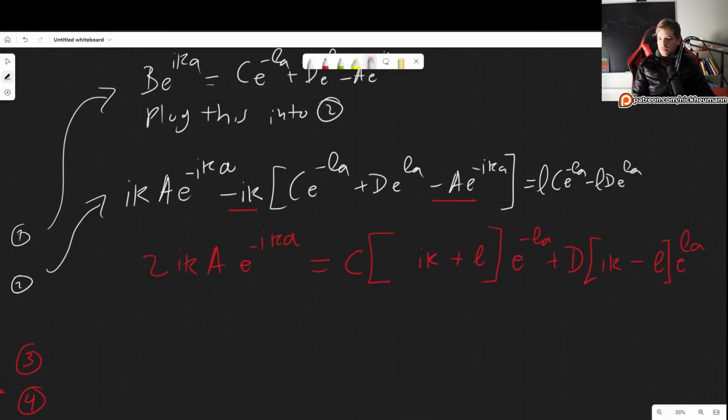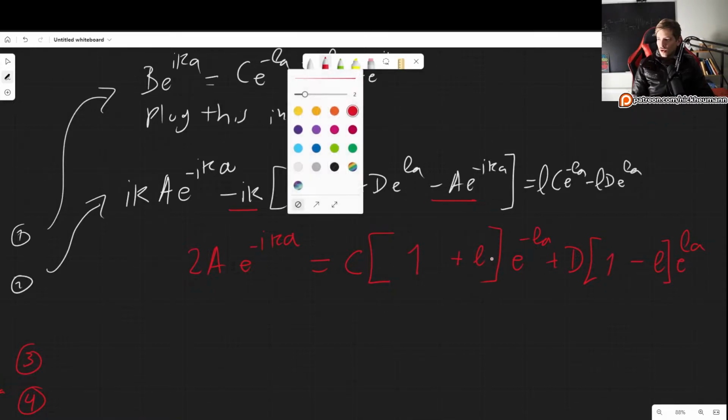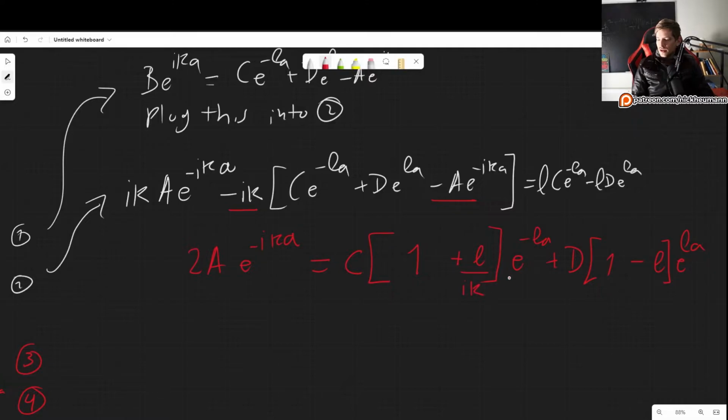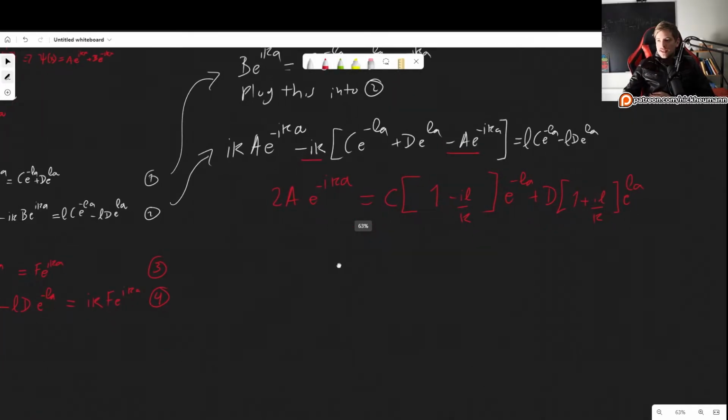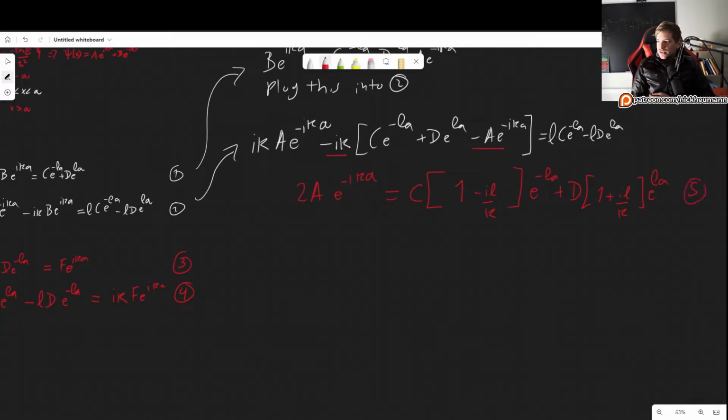So we can now divide by IK. I'm gonna write the 2 a bit closer here. So divide by IK, so this becomes 1, this becomes 1. And now this is L over IK, which we can also write, in case you prefer, as minus IL over K. And same here, this is L over IK, which we can write as plus IL over K. Okay, so now B is gone and we have a new equation. Let's call it equation 5.